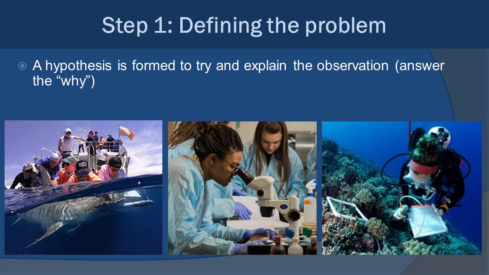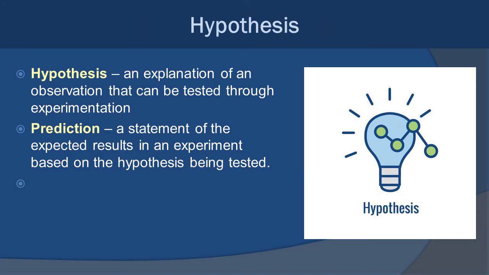Now you start to move into what a hypothesis is. A hypothesis is formed by trying to explain the observation. You want to answer the why, and that's essentially what scientists spend their entire lives doing. So what is a hypothesis? It's an explanation of an observation that can be tested through experimentation.